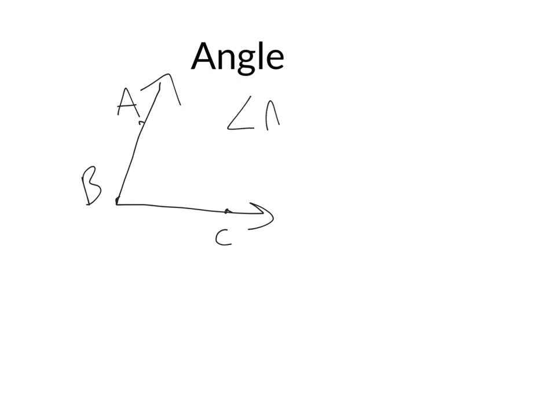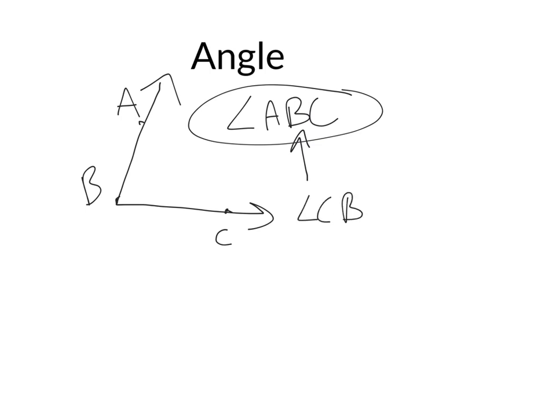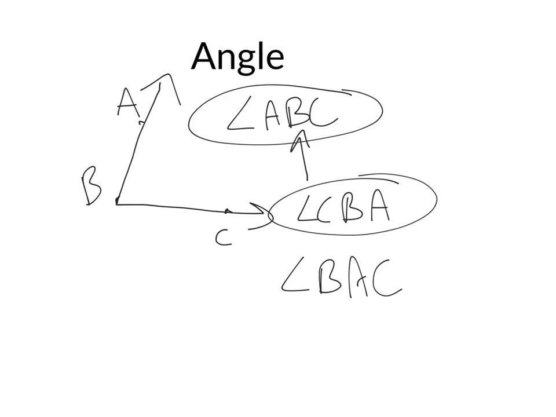I've got angle ABC. And that order is important only for the middle letter. That is the vertex of the angle. It could have been angle CBA. That's okay. That would work. However, angle BAC, that's a no-no. The B has to be in the middle. That's the most important part. That's our vertex. That's the vertex of the angle. That is incredibly important.